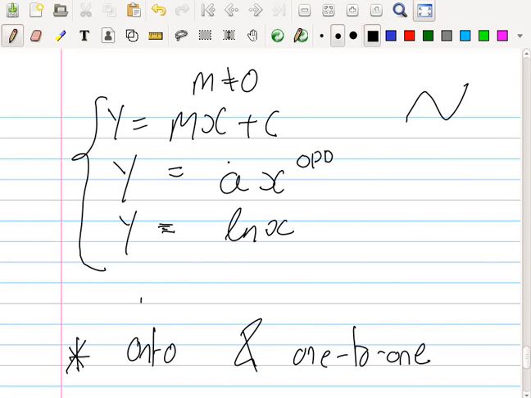You said it was the domain. Domain is the x. Sorry. Domain is the x values, yeah. Oh, okay. And range is basically the y values. So we're really looking at the y's. Yeah.